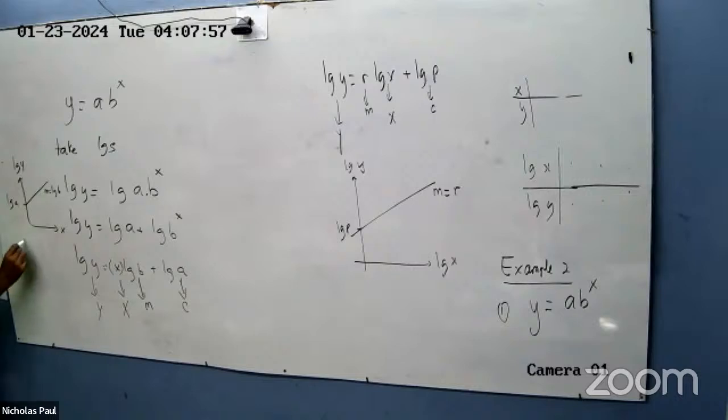So if I gave you x and y values, do you have to log the x values to plot this graph? No, because here's x. Do you have to log the y values to plot the graph? Yes, because you have log y here. Follow that?